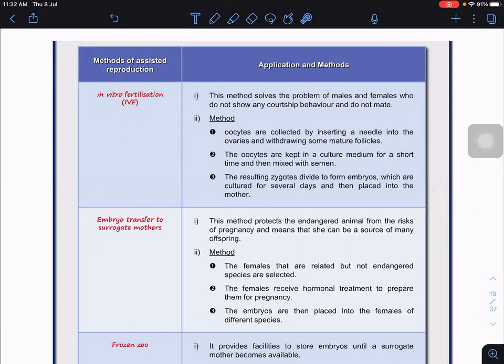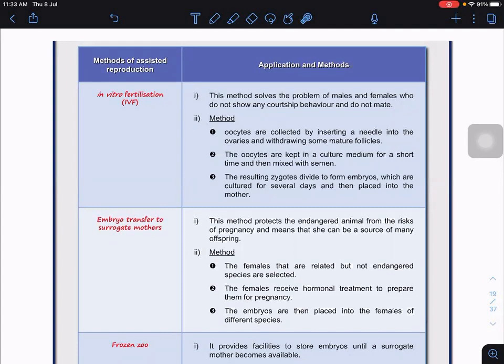So the original mother can be the source of many offspring now. Because if you imagine, if I do it now, they are at risk of dying because of the pregnancy, right? But now, instead of using the same individual, we can find a closely related species and transfer the embryo, using hormonal therapy. Those are not really endangered ones. They can help us to become pregnant and carry the fetus for that particular critically endangered species.